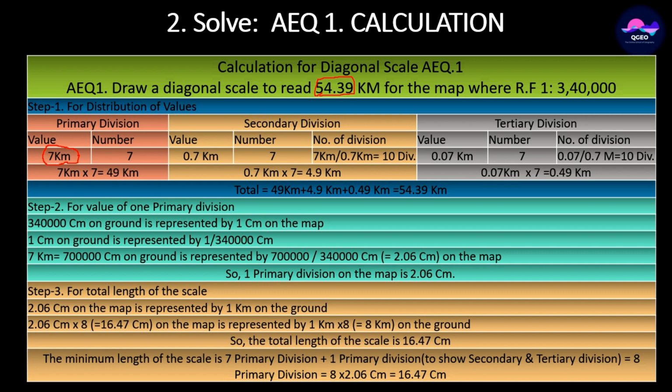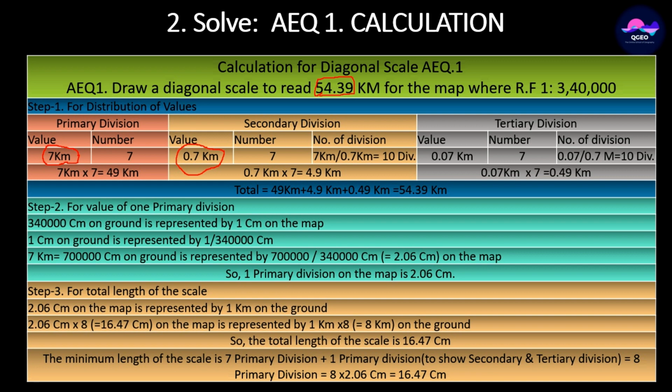Secondary division, here 0.7 kilometer, and the number is also 7. So in secondary division we can read 4.9 kilometer, and number of divisions in secondary part is 7 kilometer divided by 0.7 kilometer, that is 10 divisions. In tertiary division the value is 0.07 kilometer and number is 7. So the total length in tertiary division is 0.49 kilometer.